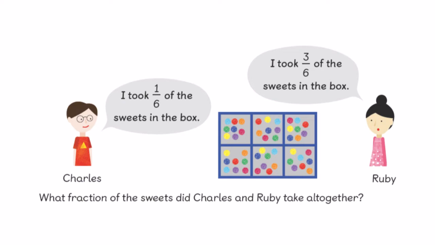Charles took 1/6 of the sweets. That means he took 1 part. Ruby took 3/6 of the sweets. That means she took 3 parts. What is the problem asking us to find?